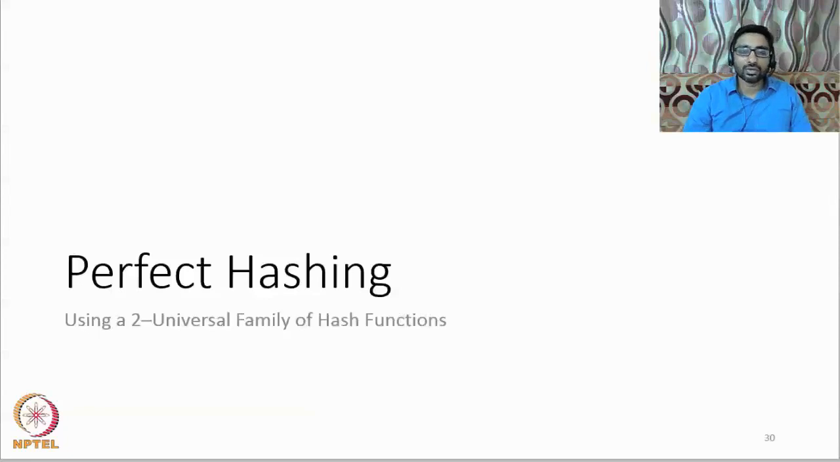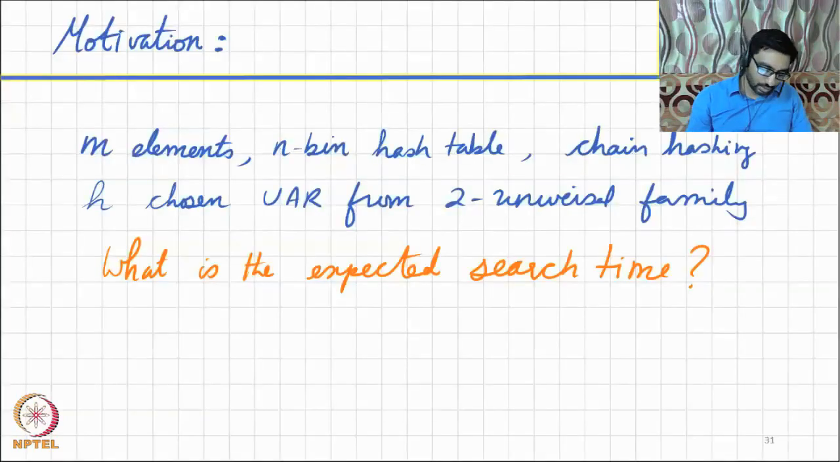In this segment, we're going to talk about perfect hashing using two universal family of hash functions. Let's begin with some motivation. Let's say we have m elements and an n bin hash table, and let's say we're performing chain hashing. And let's assume the hash function h is chosen uniformly at random from a two universal family of hash functions. The question is, what is the expected search time?